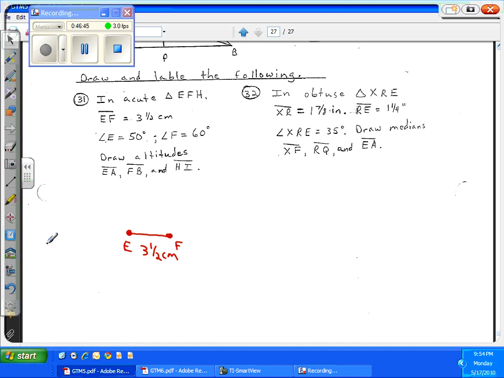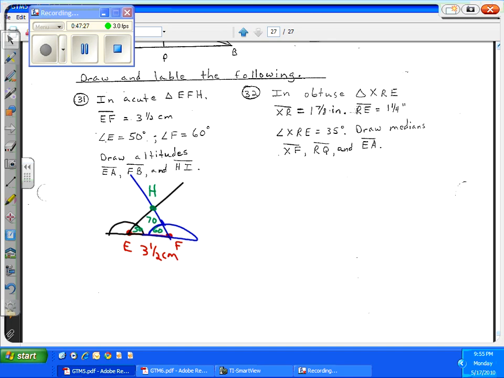You would measure the angle E at 50, so you'd set your protractor here, find 50, draw an angle. Then you'd do angle F, so you'd set your protractor there. You would find 60 this direction. The point where those two hit would be your other vertex H, so you'd have triangle EHF. It would be an acute triangle with E being 50, F being 60, and H being 70.